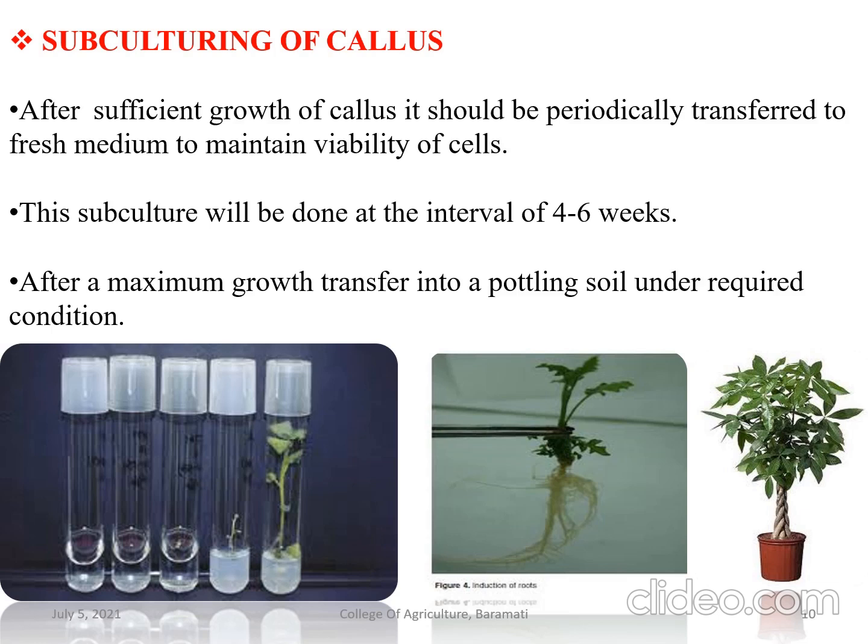Within 4 to 6 weeks, the callus will utilize all the nutrient material from the media for its own growth. It will deplete the entire media of nutrition, and that's why it needs a new culture medium to grow further. So we remove it from the old media bottle and add it into a new media bottle. After maximum growth, transfer into potting soil under the required conditions. Once you are done with all the subculturing cycles, you finally go for organogenesis and generate the plant using callus culture.